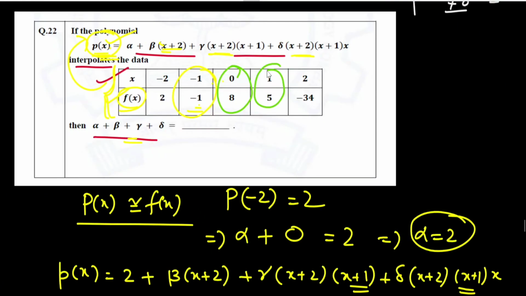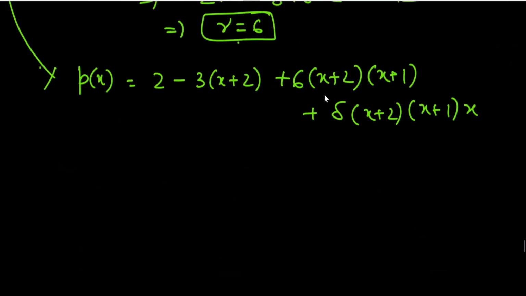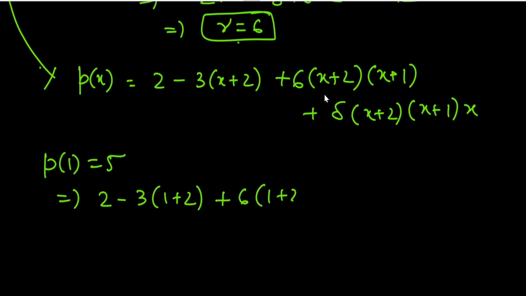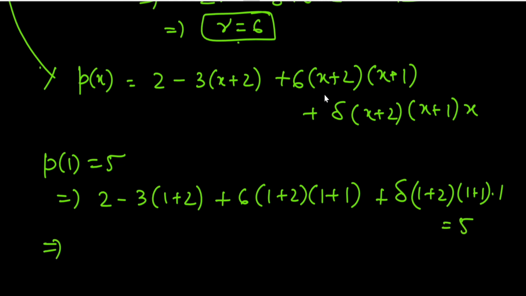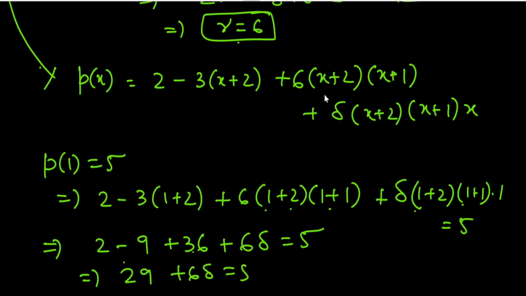Now we use P(1) at x equal to 1, P(x) equal to 5, so P(1) equal to 5. So this gives 2 minus 3 into 1 plus 2 plus 6 into 1 plus 2 into 1 plus 1 plus delta into 1 plus 2 into 1 plus 1 into 1 equal to 5. So this gives 2 minus 9 plus 6 times 3 into 2, 36, plus 3 into 6, so 3 into 2, 6 delta equal to 5. So this implies 13 minus 9, 29 plus 6 delta equal to 5.